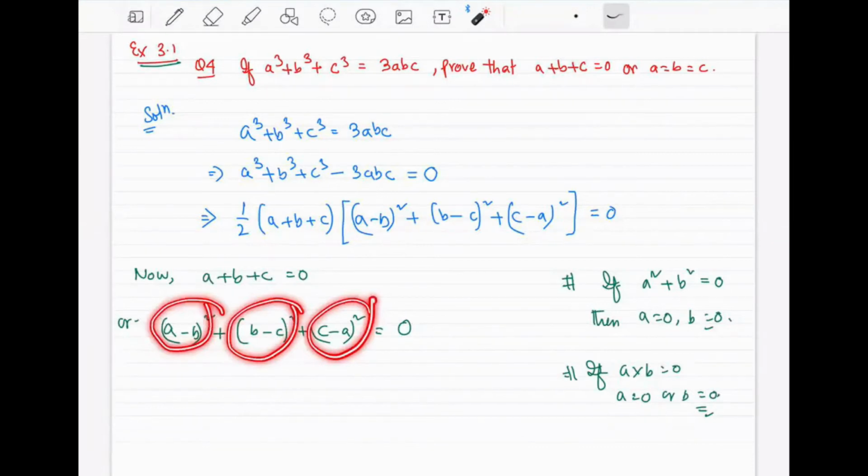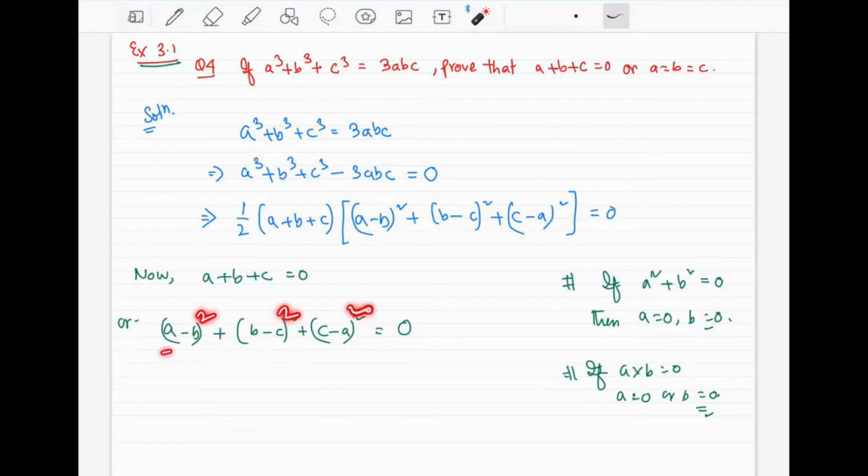They're all positive. But why positive? Because there is square, square, square in there. If I add the square numbers, what are we obtaining? We are obtaining 0. That means this portion must be equal to 0. This portion must also be equal to 0. This portion must also be equal to 0.